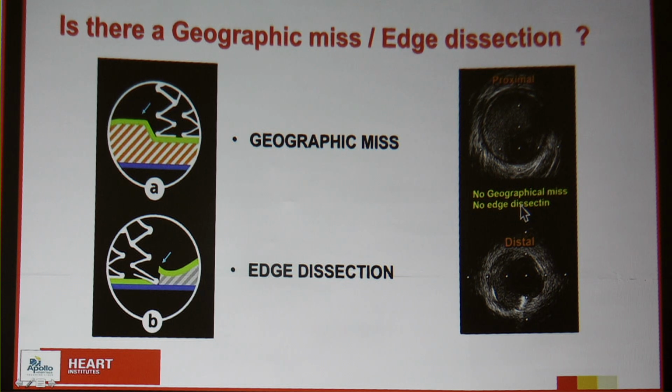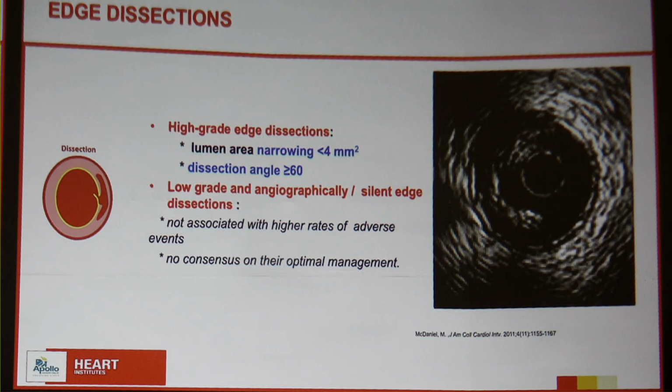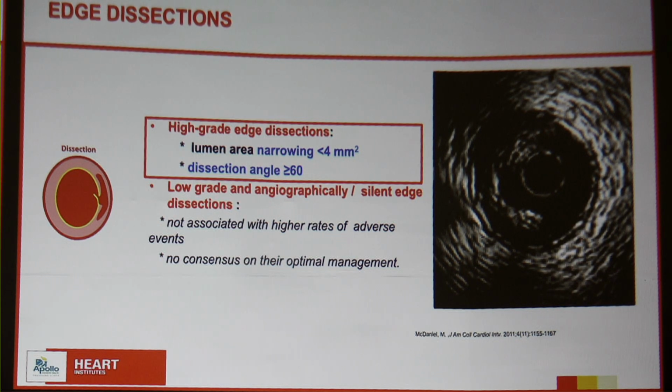So this is the last stage, where you have to see whether you have missed anything, geographic miss or edge dissection. Now what do you mean by edge dissection? If the lumen area narrowing is less than 4 millimeter square or the dissection angle is more than 60 degrees. For example, you can see this, the angle is quite wide. There is a large dissection here, and also the lumen area has reduced. So these are the edge dissections which you cannot leave.